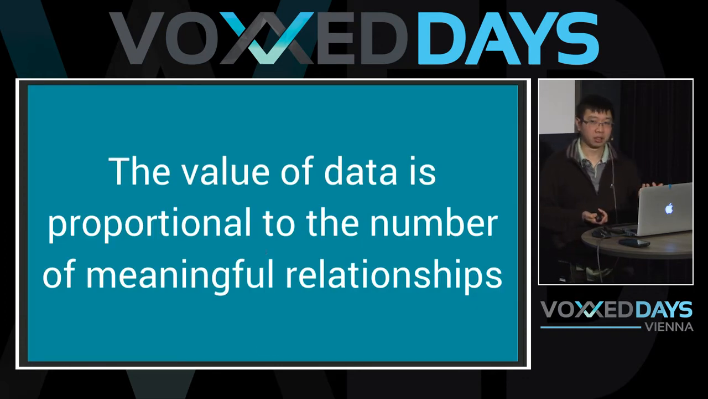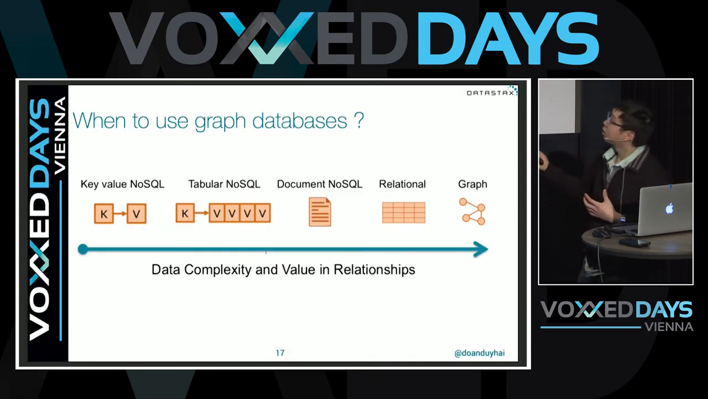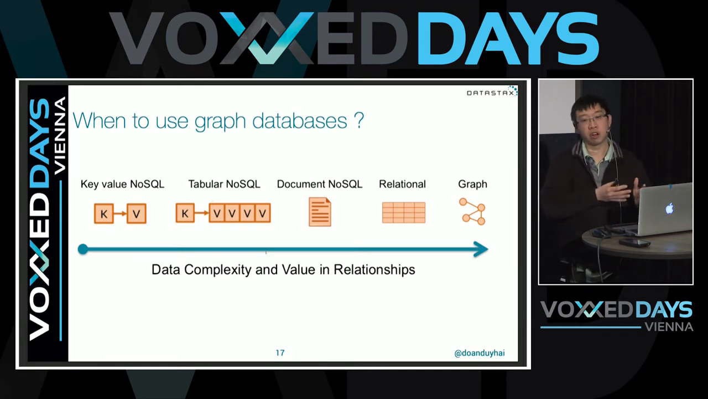And in fact, the value of your data is defined by how many meaningful relationships you can find between them, right? So in this graph, you can see on the left different topologies of databases. You have key-value NoSQL databases. It is very simple. You have a key, you have a value.